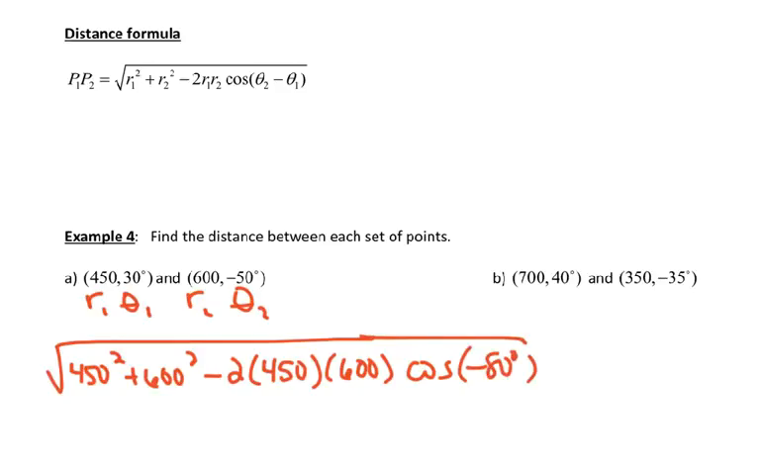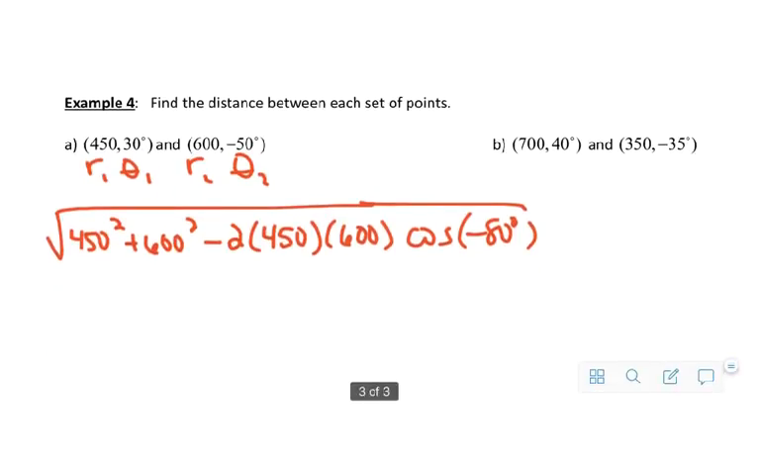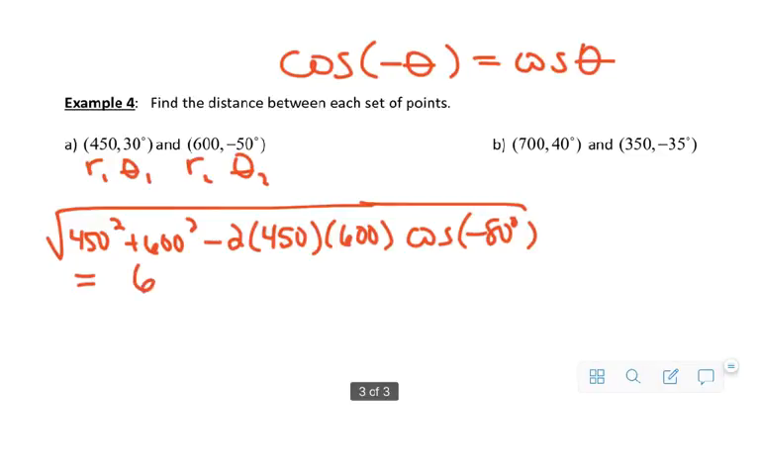I want to remind you that we said that the cosine of a negative angle was just the same as the cosine of the angle. So the cosine of negative 80 is going to give you the same answer as the cosine of 80. And when I shove this in my calculator, I find out that it's about 684.6 units away from each other, whatever those units are.